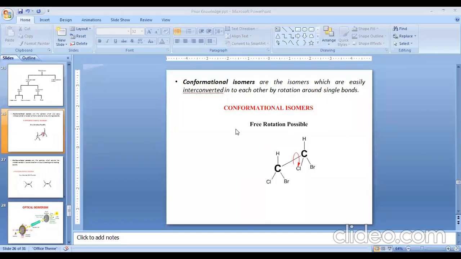Now what do you mean by conformational isomers? Conformational isomers are the isomers which are easily interconverted into each other by rotation around single bonds. Here we have taken one example, that is 1,2-dibromo-1,2-dichloroethane. Here the rotation around the carbon-carbon single bond is possible.